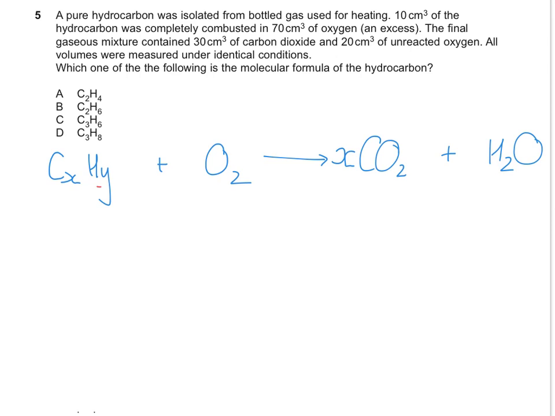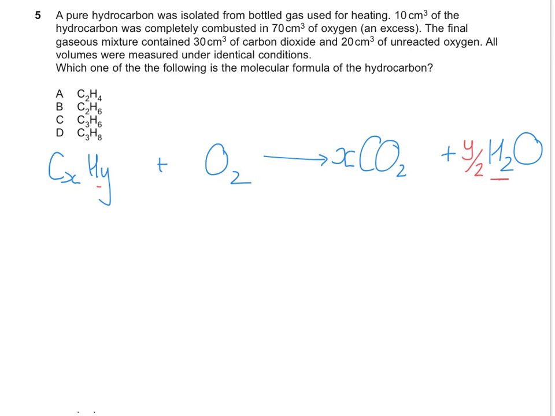But on the right hand side you need to be careful because you've got H2. So any number you put in front of the water is going to multiply the number of hydrogens by 2. And so in that case we have y over 2 H2O, because we have y hydrogens on the left, but we have y over 2 H2s.